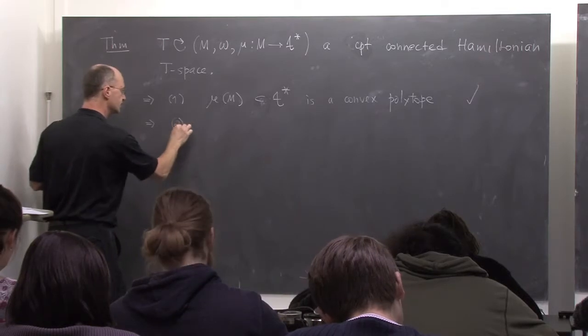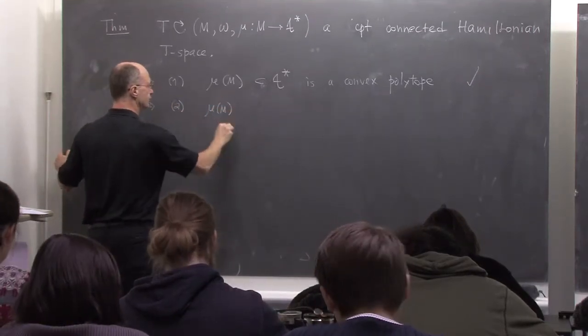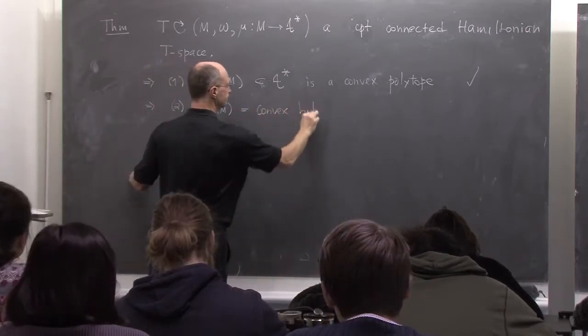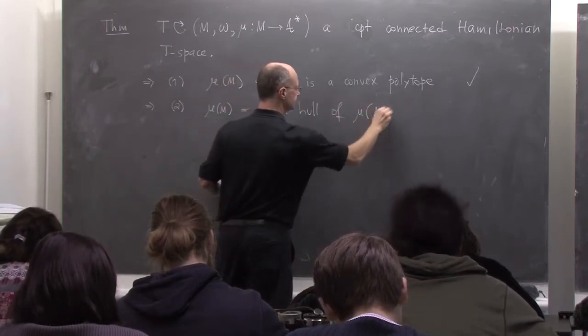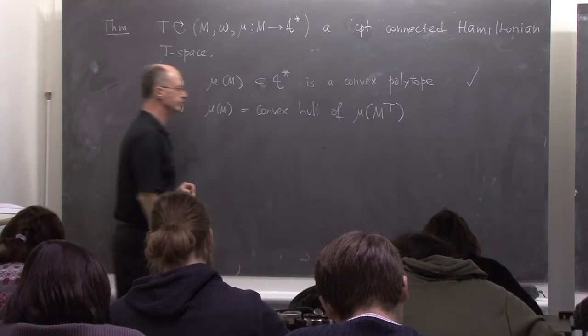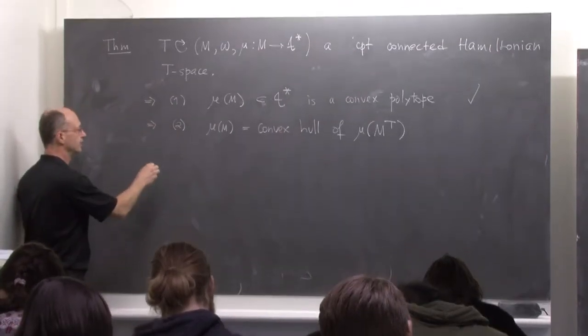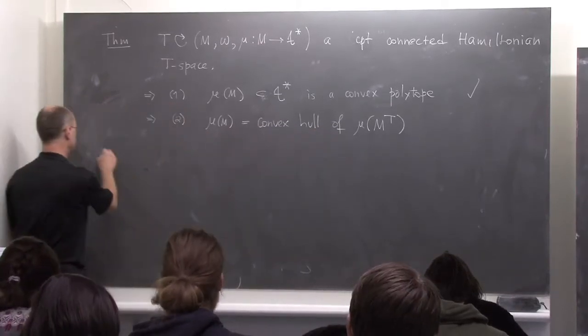But then there was a second statement saying that mu of M is a convex hull of the image of the fixed point set. So let's discuss this statement.